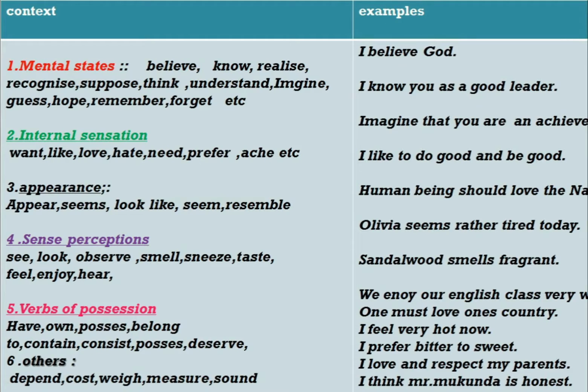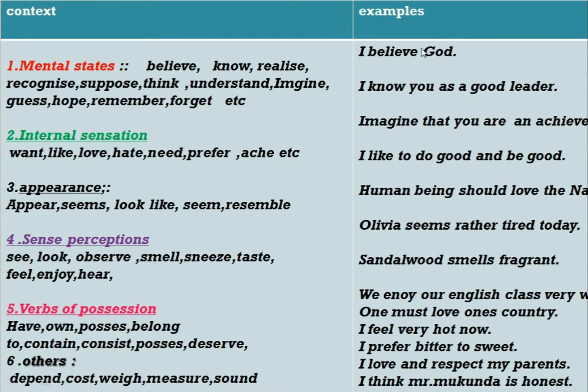Let us know there are some words that can only be used in simple present. They cannot be used in present continuous. Let us go through these words. The words related to mental states: believe, know, realize, recognize, suppose, think, understand, imagine, guess, hope, remember, and forget. These are the words that are related to mental states. When you are using these words, they should not be used in present continuous. We should use simple present.